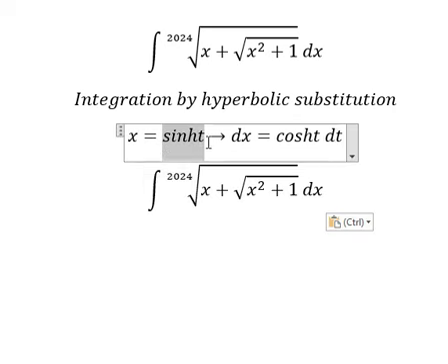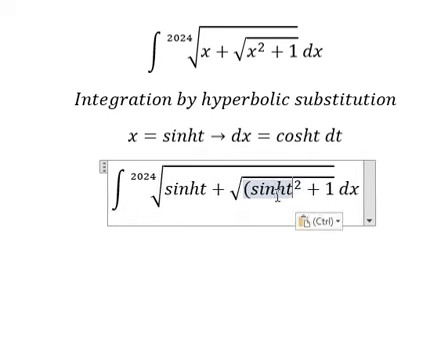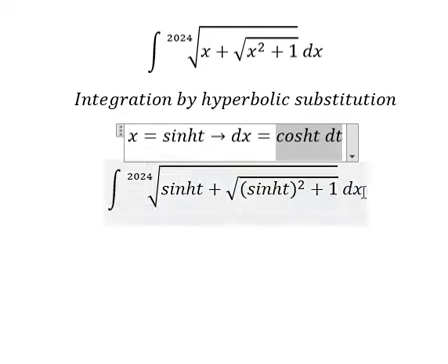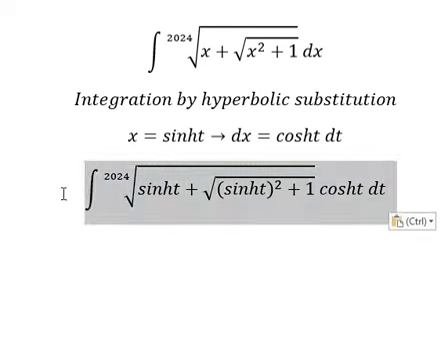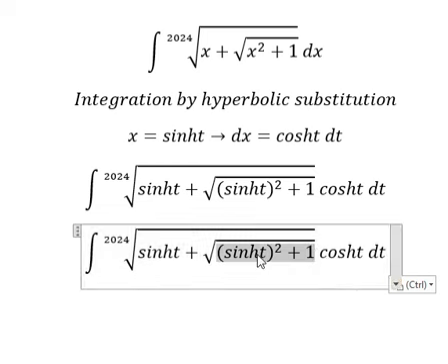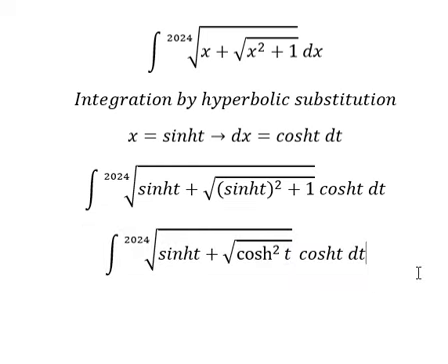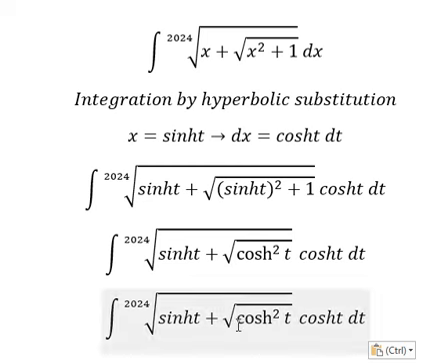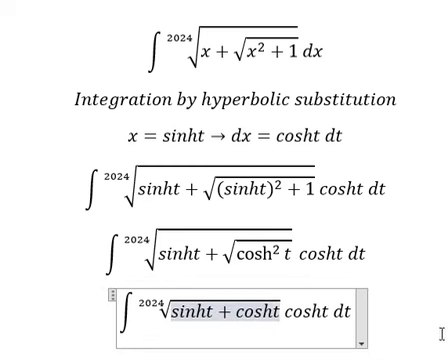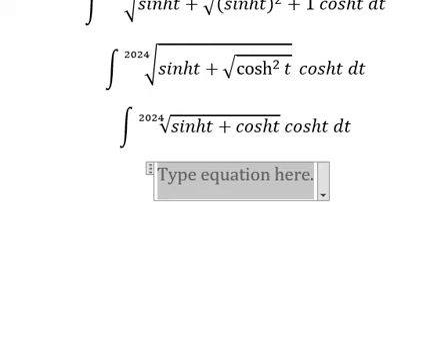So I will put this one in here and this one in here. The s we change for this one. This one we have cosh t squared. The square root of cosh t squared, we have cosh t. Now we have the formula in here.